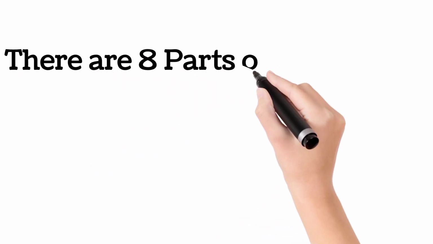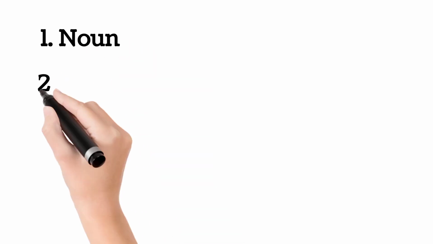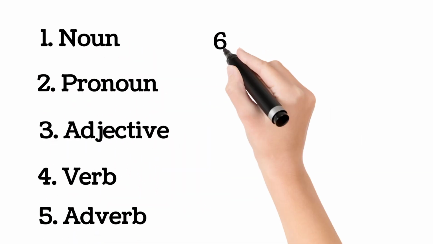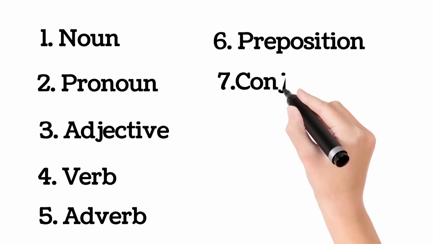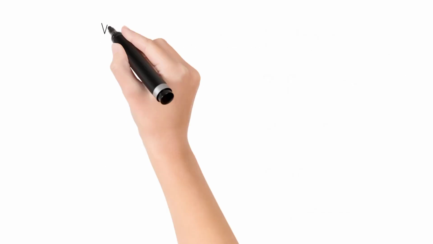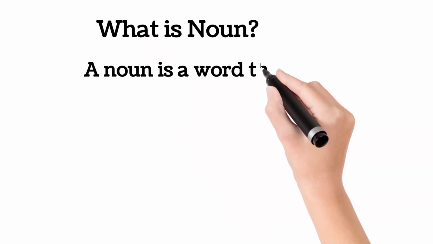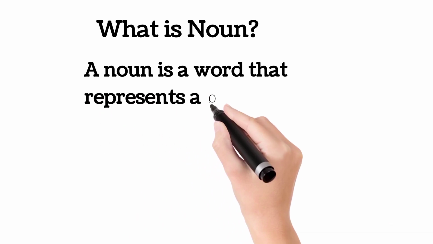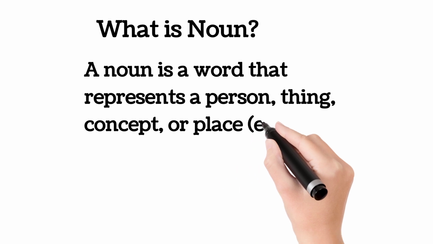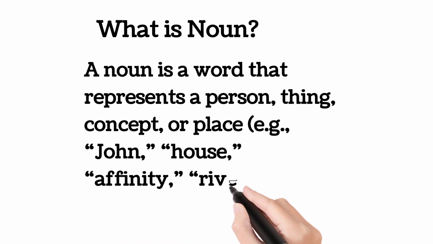There are 8 parts of speech. They are noun, pronoun, adjective, verb, adverb, preposition, conjunction, and interjection. So, what is a noun? A noun is a word that represents a person, thing, concept, or place. Example: Johan, house, affinity, river.